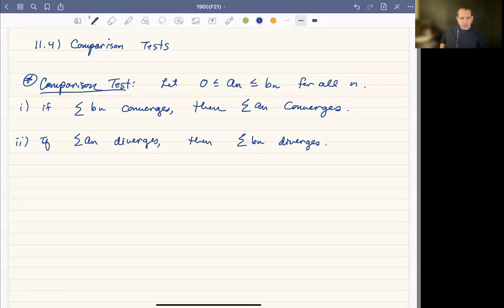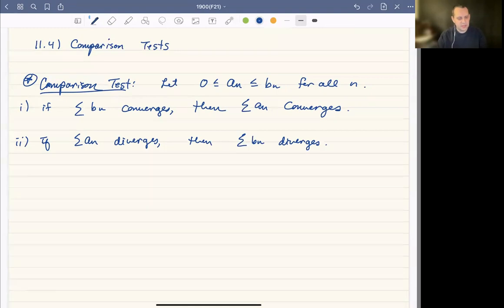In this section, we're going to talk about the comparison tests. The comparison tests are going to be a very useful tool for us going forward. And what the comparison tests do for us is they allow us to take kind of complicated series, maybe where there's tons of terms in it or something that's just kind of complicated to get our heads around.